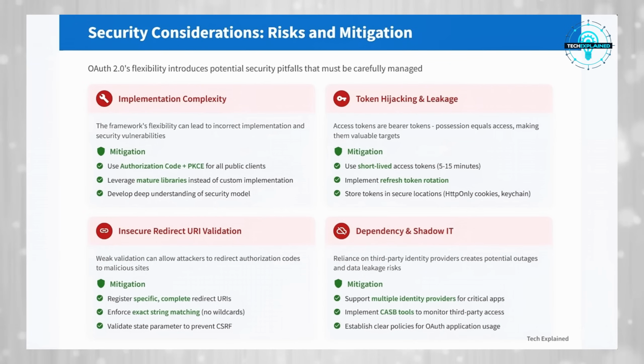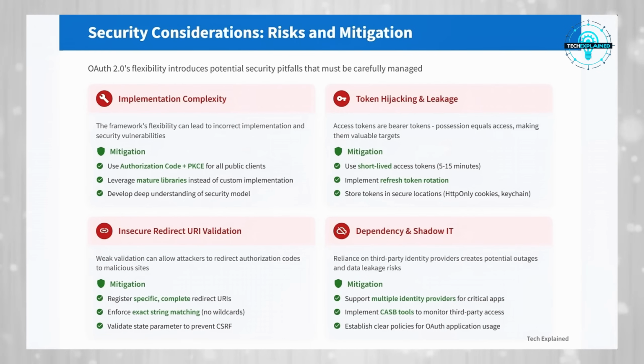Finally, the use of OAuth 2.0 creates a dependency on third-party identity providers. If a provider like Google or Microsoft experiences an outage, it can prevent users from logging into any application that relies on it. In an enterprise context, the ease of use can lead to shadow IT, where employees authorize numerous unsanctioned third-party OAuth applications to access corporate data, creating significant data leakage and compliance risks.